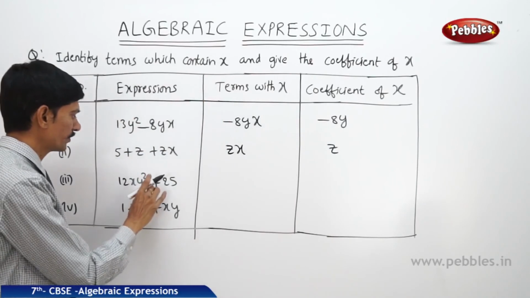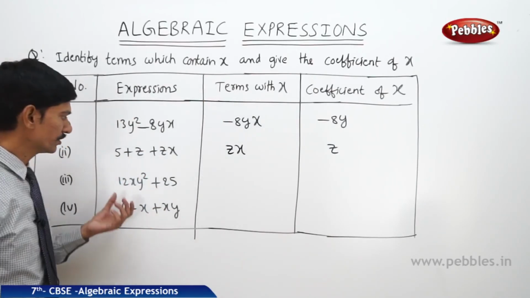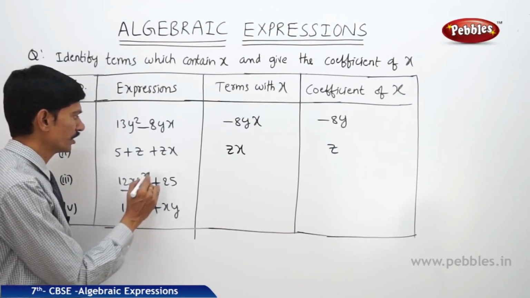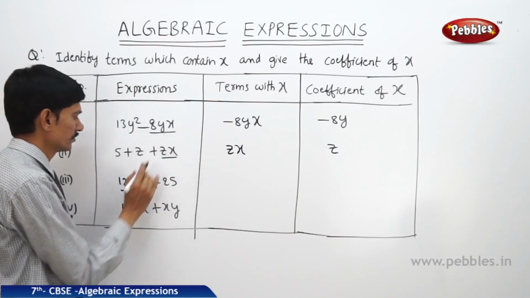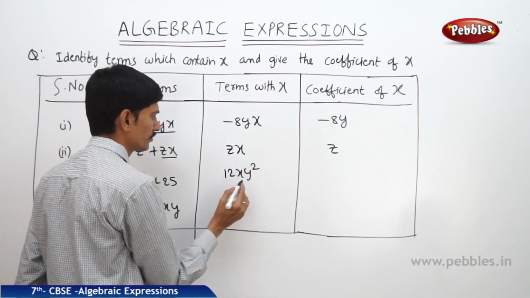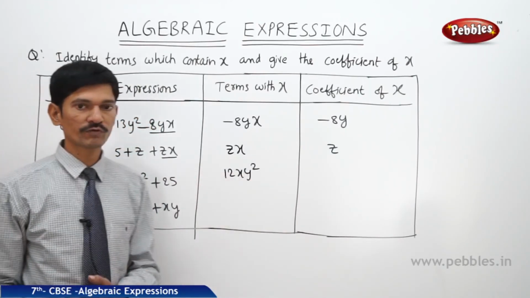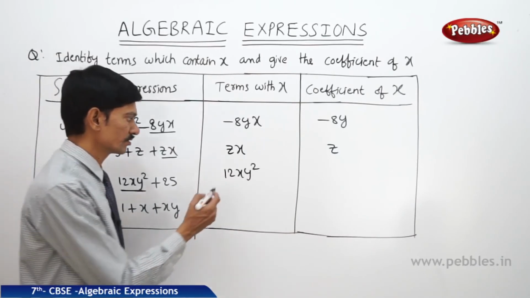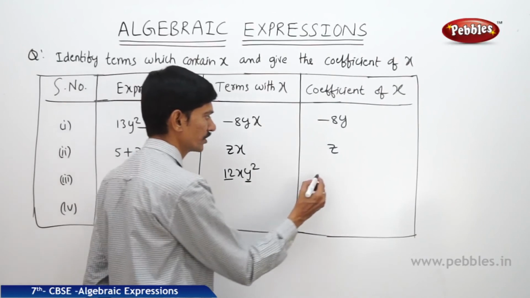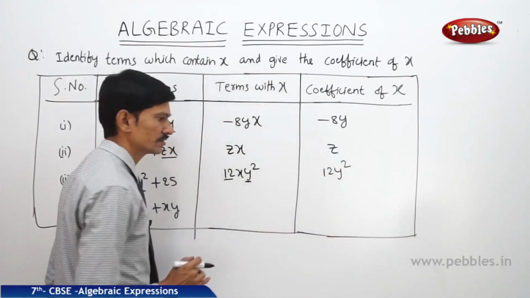Next, in the third algebraic expression 12xy square plus 25. In this the first term 12xy square contains the variable x, so we can write 12xy square. So this term contains the variable x. Then what is the coefficient of x in this term? Here 12y square, the product of 12 and y square, 12y square. So this is the coefficient of x in the term.